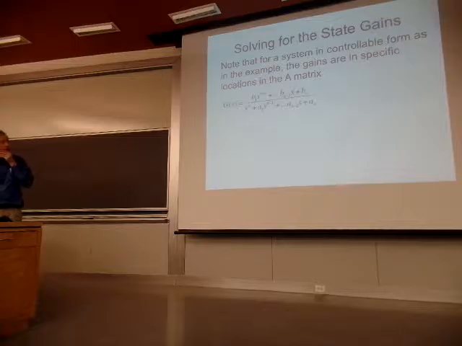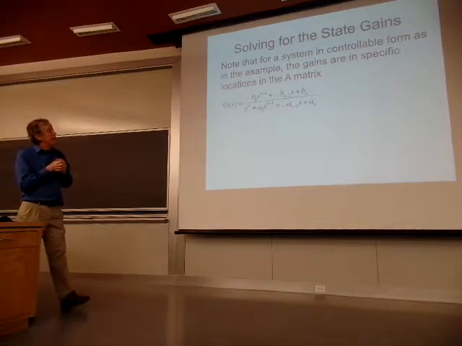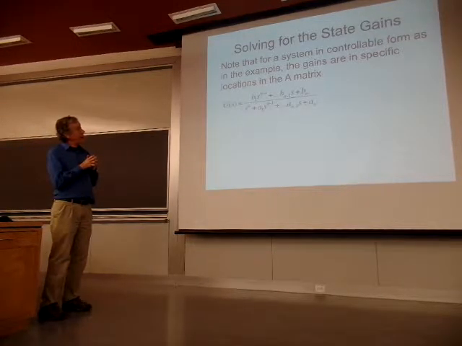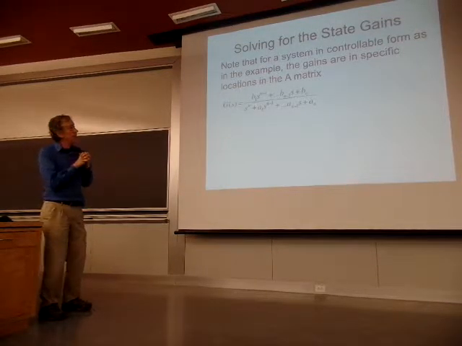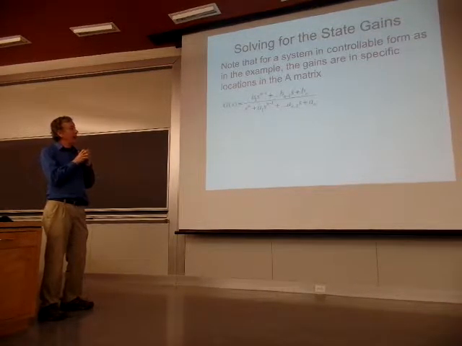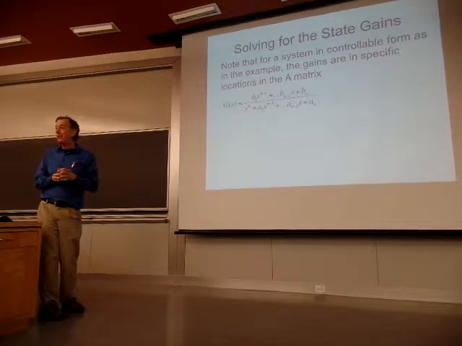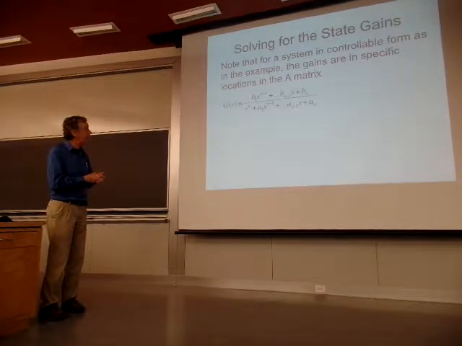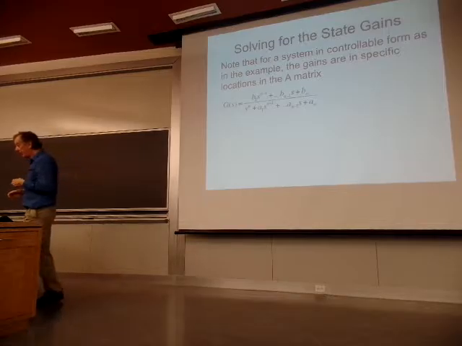So let's look at more generally how to solve these things. Now, if it's in controllable form, as that example was, the gains are actually in very specific locations in the A matrix. It makes it very easy to solve. Okay? So let's look at a more generic thing.